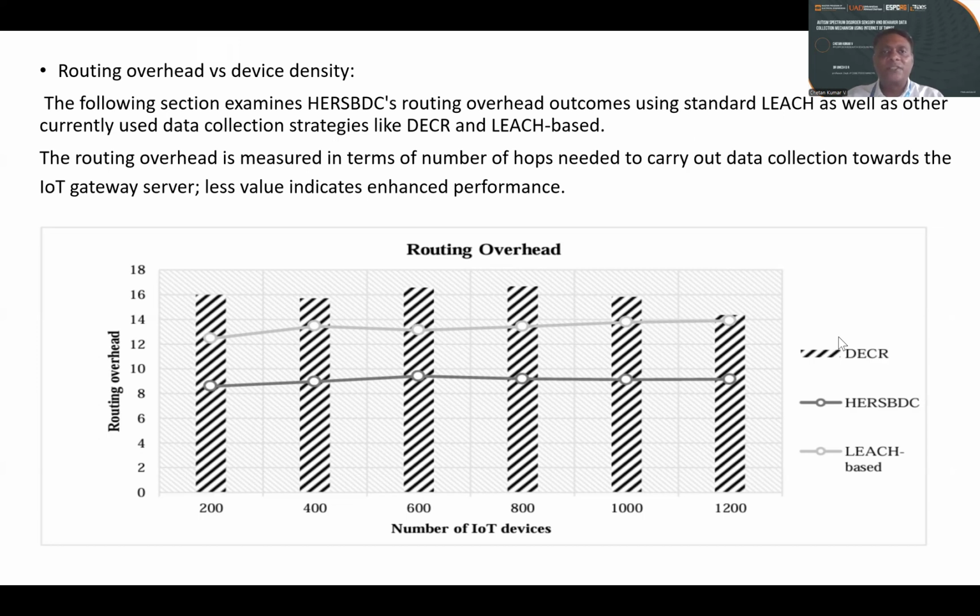Routing overhead over device density. So the following section gives clarity between the comparative analysis of the routing overhead and the device density. So the routing overhead is measured in terms of the number of hops needed to carry out the data collection towards the IoT gateway server. A lower value basically indicates enhanced performance of the system. So you can see over here some of the representation. So these are the different comparative representations of the performance of the systems of DECR, HERSBDC, and the LEACH-based system.